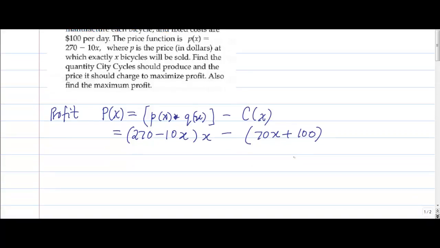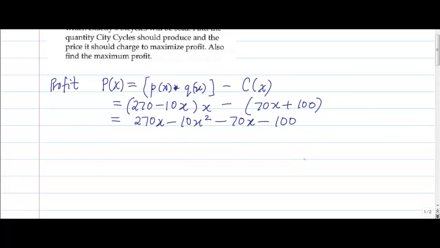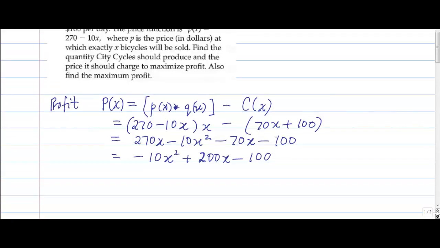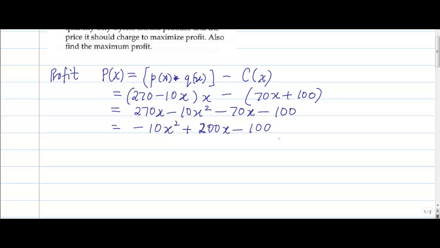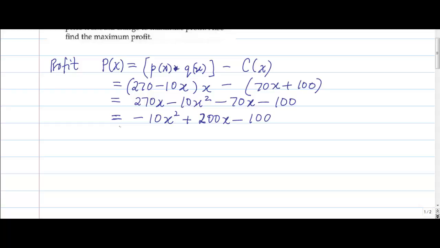Okay, so let's again do the same thing we did before. 270x minus 10x squared minus 70x minus 100. Okay, and then we get minus 10x squared, 270 minus 70 is 200x, minus 100. And then we can factor out, well, we don't have to yet. That is my profit function.